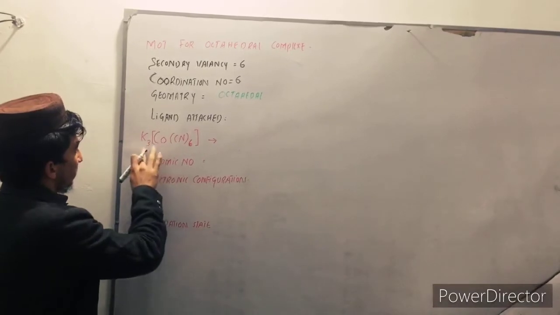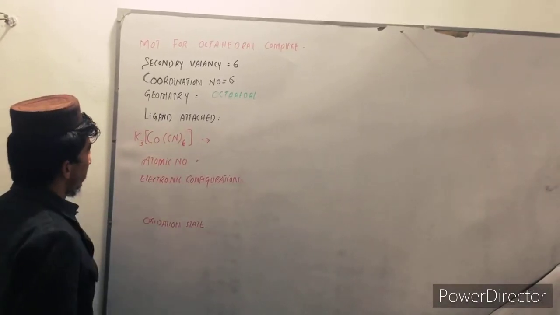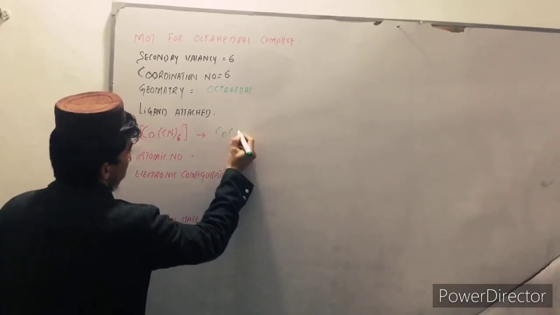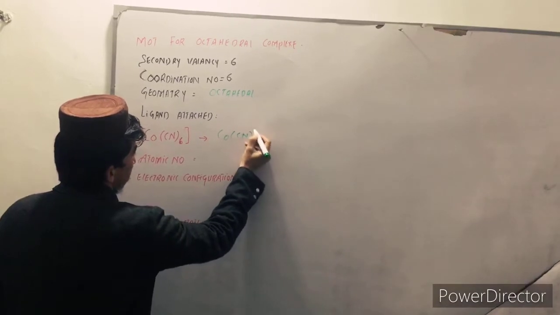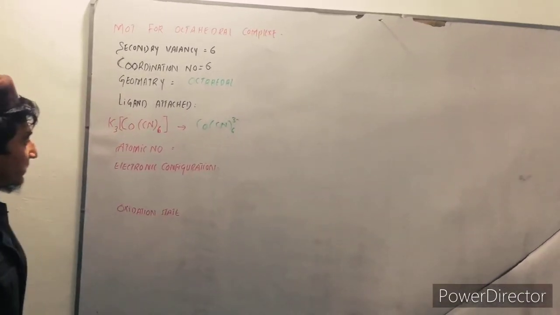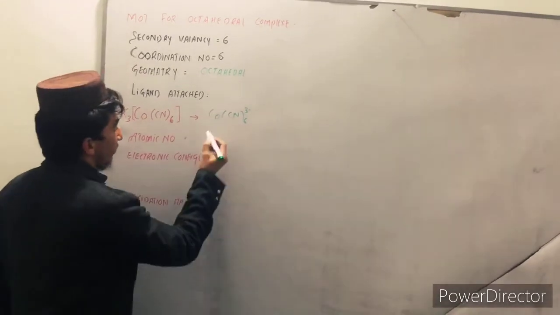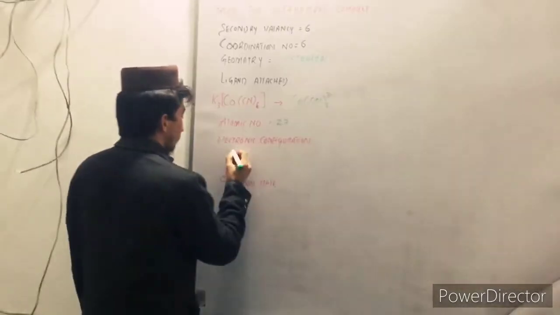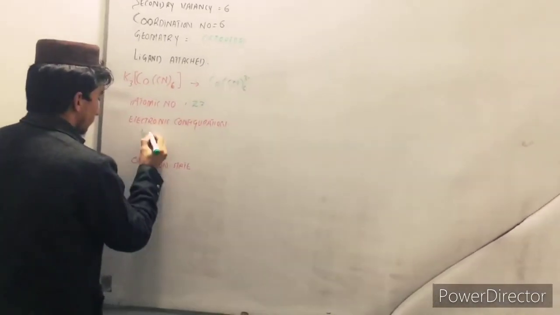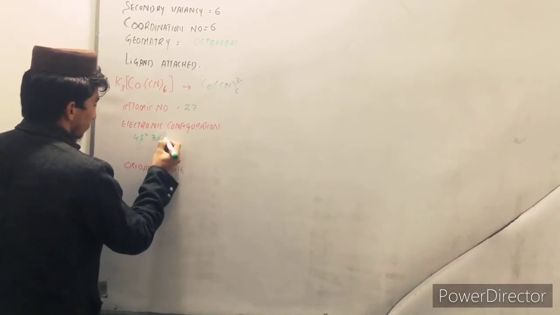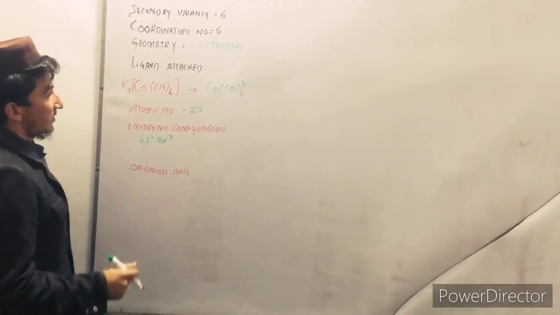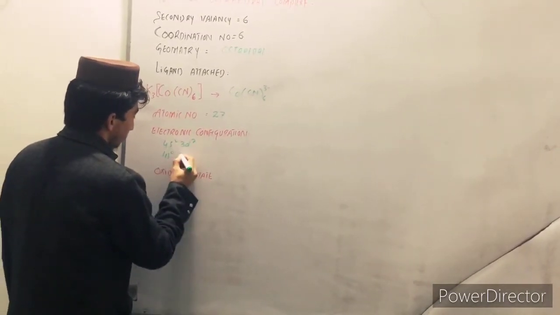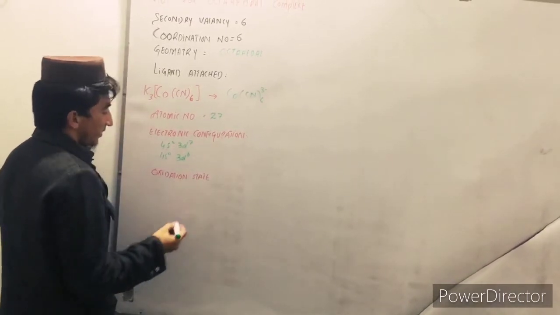So this is potassium hexacyanocobaltate(III). If it gives ions, then it will give this complex of negative charge. Now, as you know, the atomic number of cobalt is 27, so the electronic configuration will finally give us 4s2 3d7. As you can see, this is in the +3 oxidation state, so this will give us 4s0 3d6.